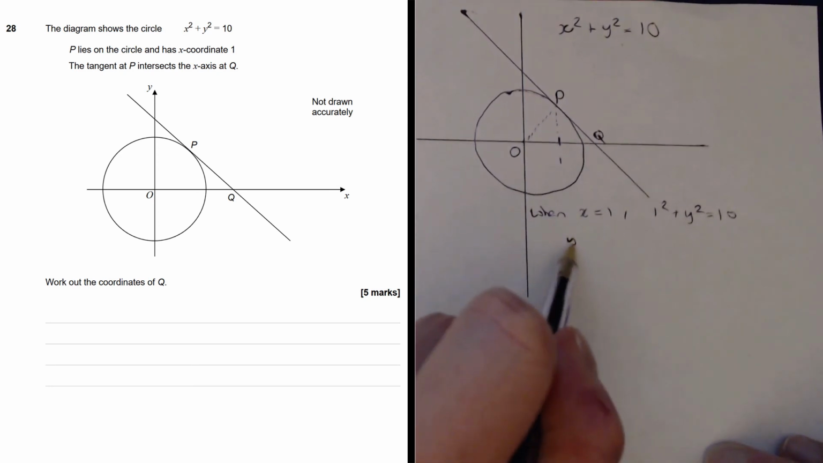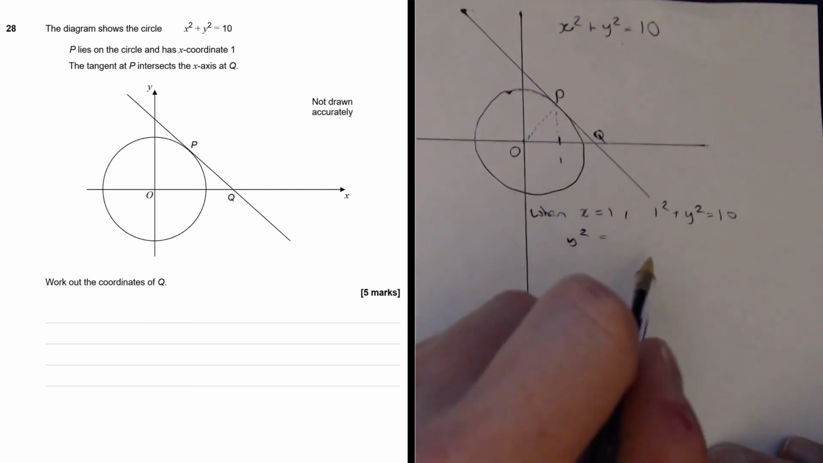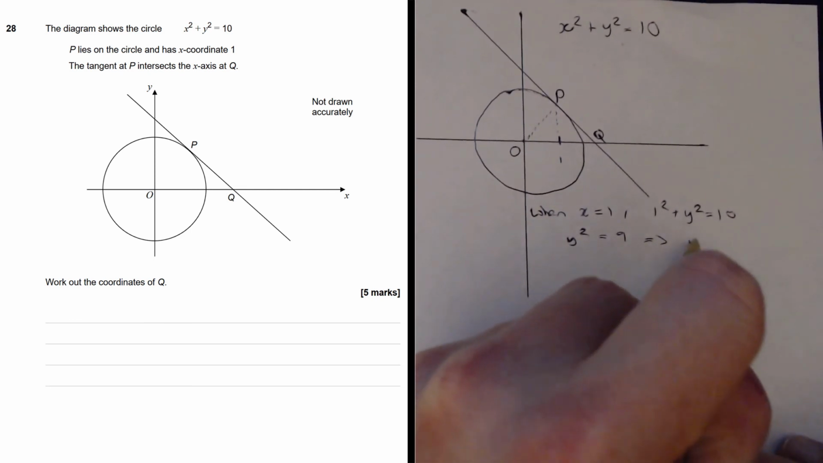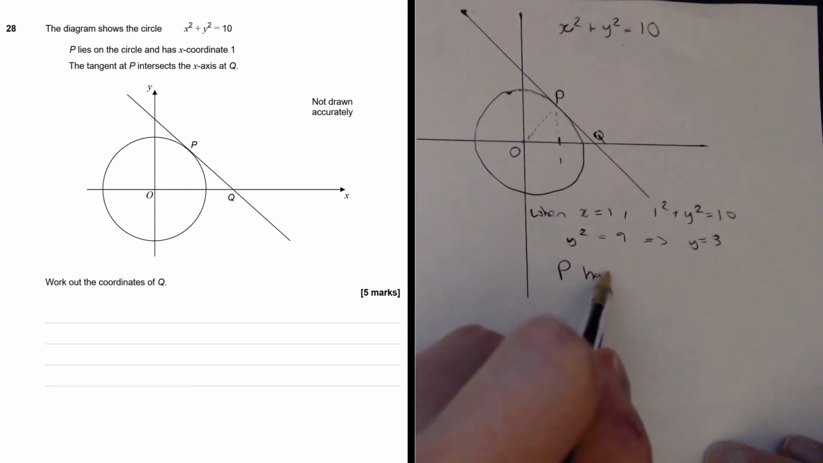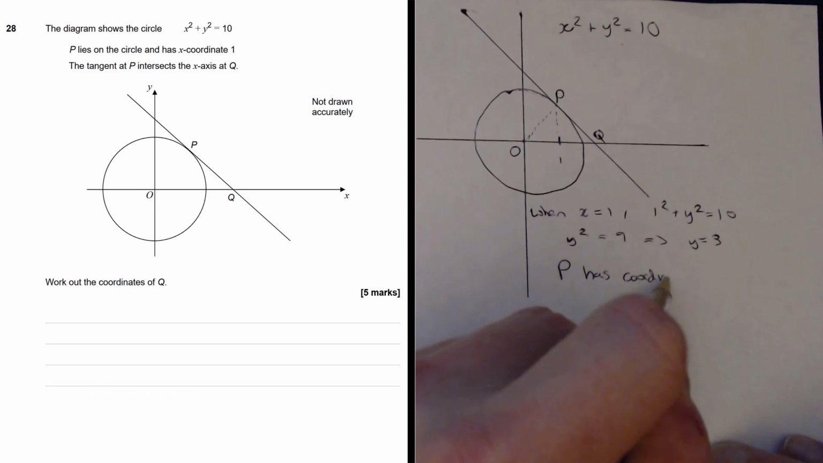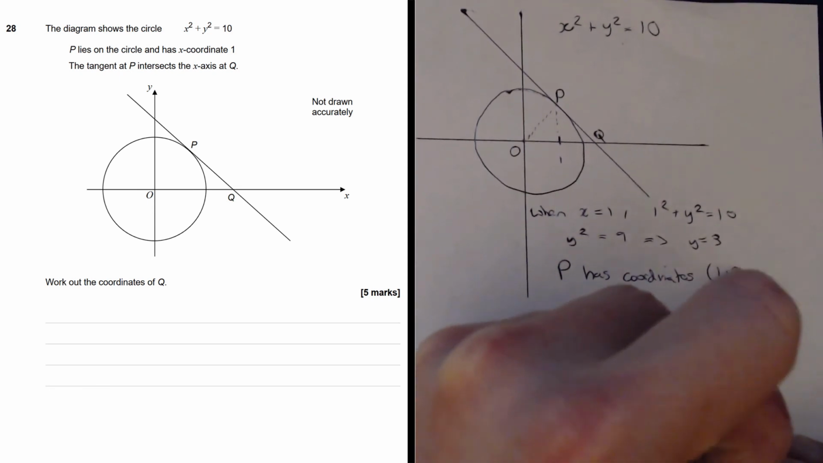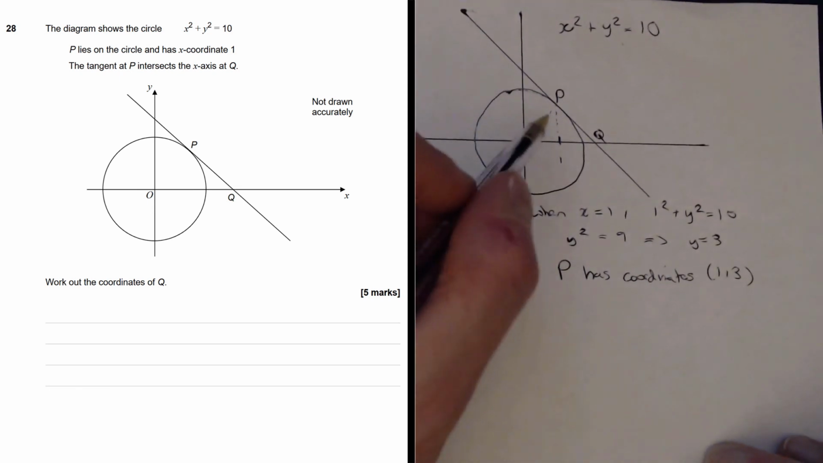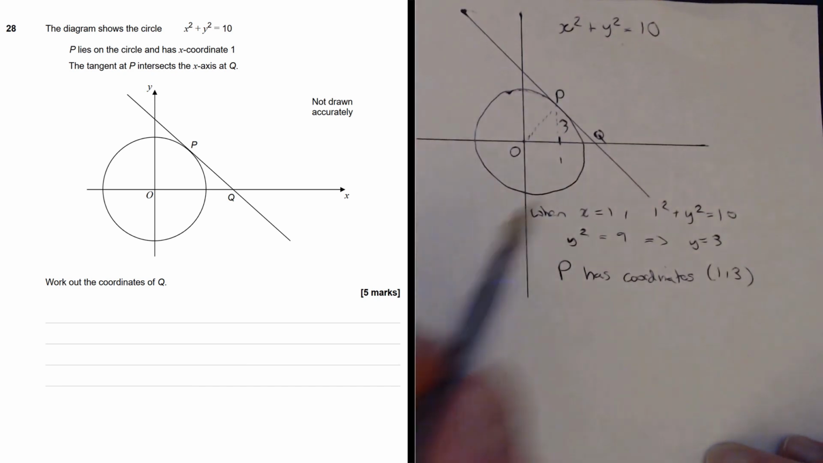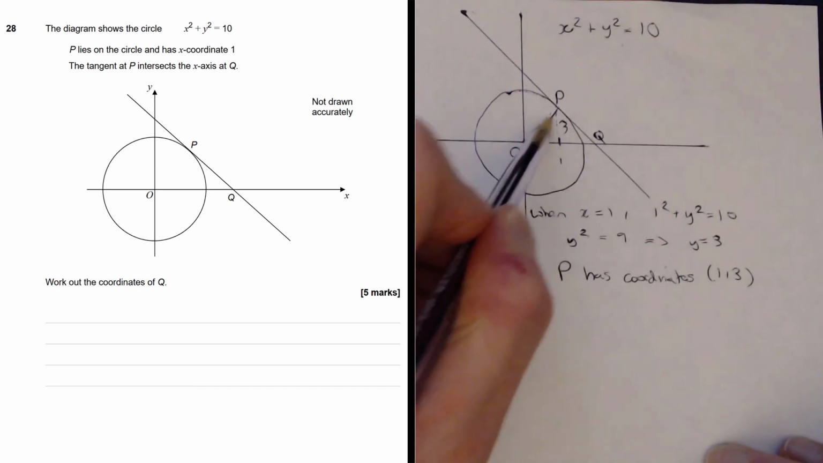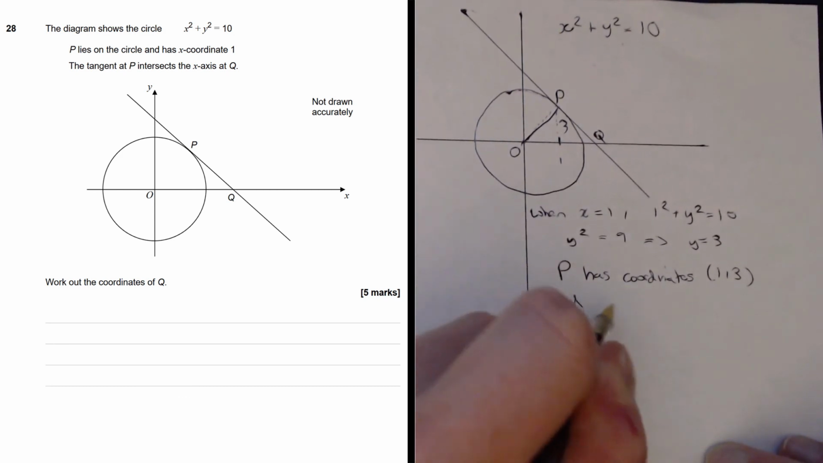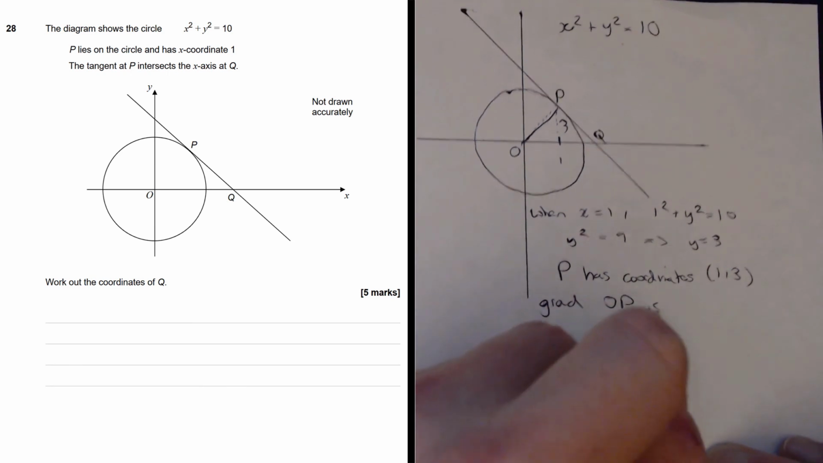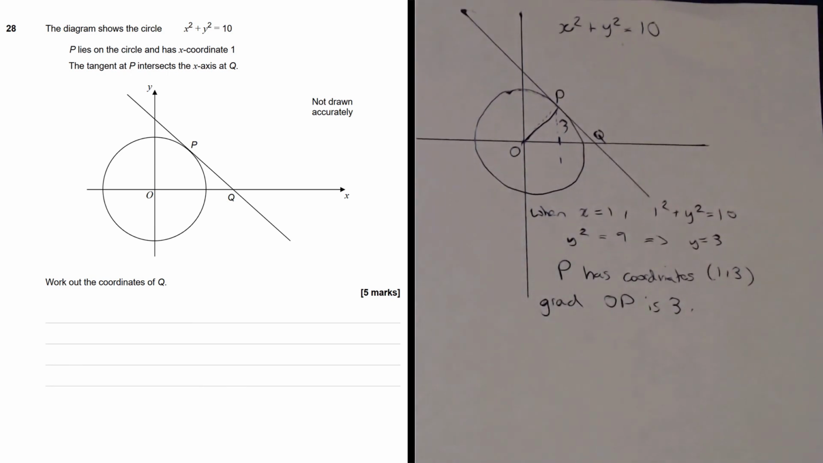We're going to get that y squared equals 10 minus 1 squared, which is 9. This tells us that y equals 3. So point P has coordinates 1, 3. Now that's useful. What that tells us is the gradient of that line is 3. Okay, because it's the change in y over the change in x.